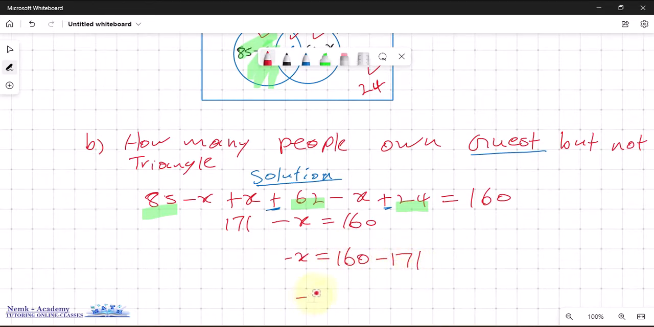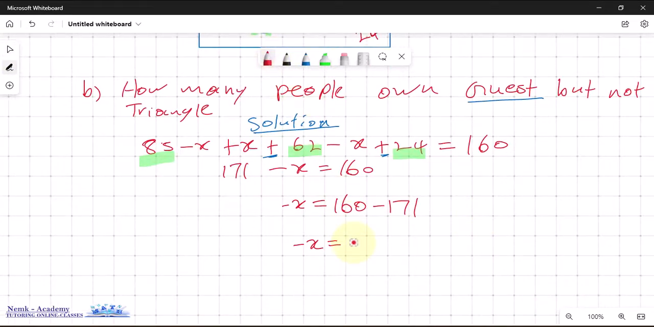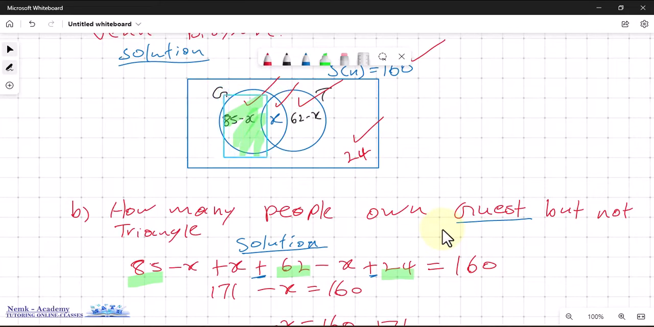Negative x is equal to negative 11. And then divide by negative on both sides. X is equal to 11. So the value of x is 11, telling us the people who owned both Guess jeans and Triangle jeans. How many are there? There are 11.